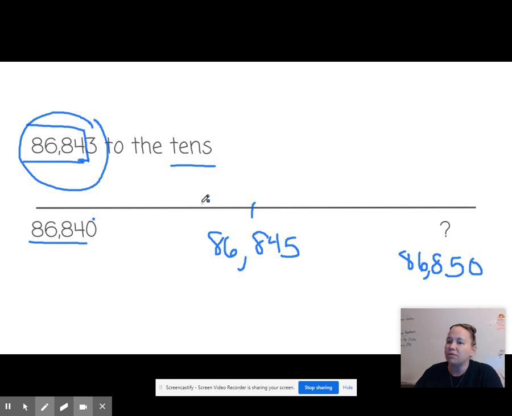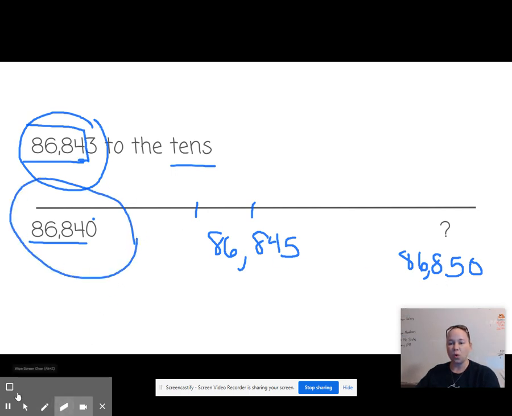86,843 would come before 86,845. So, where would we round to? This side or this side? Yes, it's closer to this one. Great work.